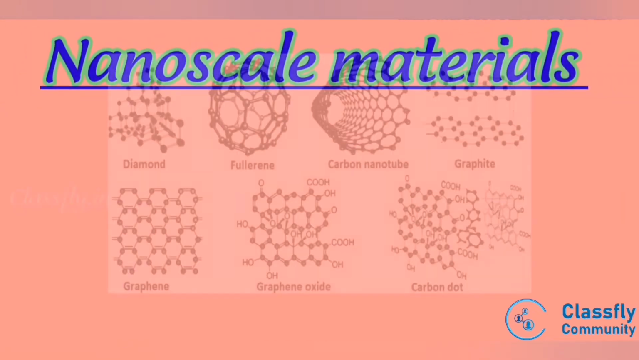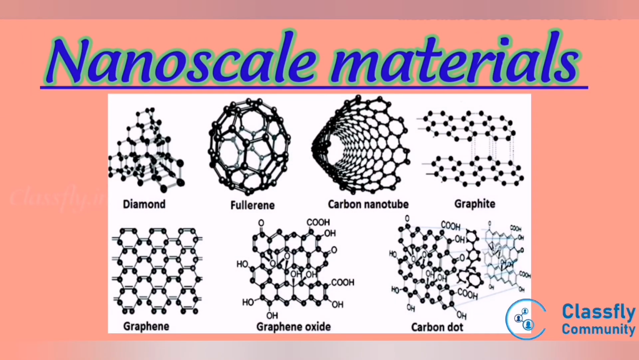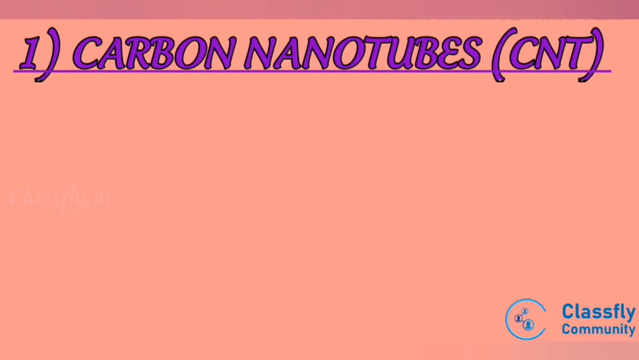Nanoscale materials. Nanoscale materials belong to a unique family of compounds that form a bridge between molecules and condensed layers. Nanomaterials find application in the fields of medical diagnostics, healthcare, environmental remediation, high density data storage, etc. Nanomaterials change in physicochemical properties such as band gap, melting point, magnetic property and specific heat with size and shape. First one, carbon nanotubes, that is CNT.